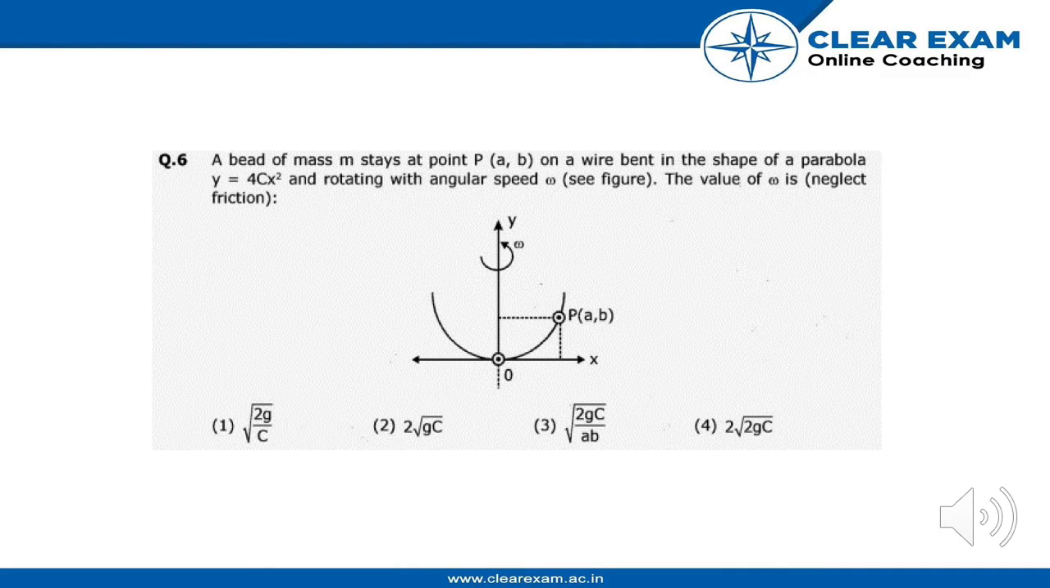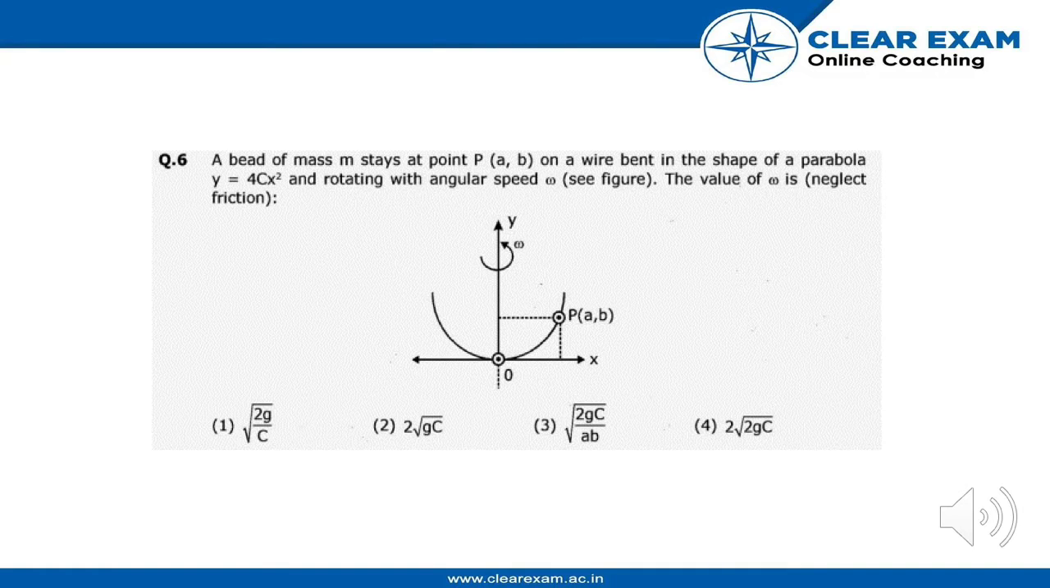Now this is a bead of mass m that stays at a point P (a, b) on a wire bent in the shape of a parabola y = 4cx² and rotating with angular speed omega. The value of omega is, without the friction. We are neglecting the friction.